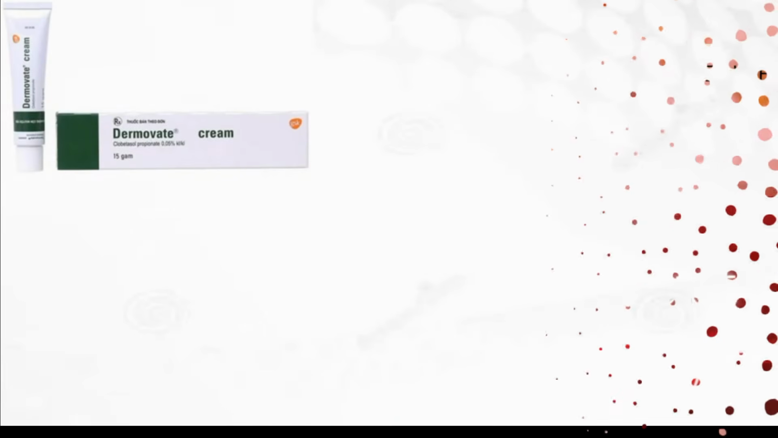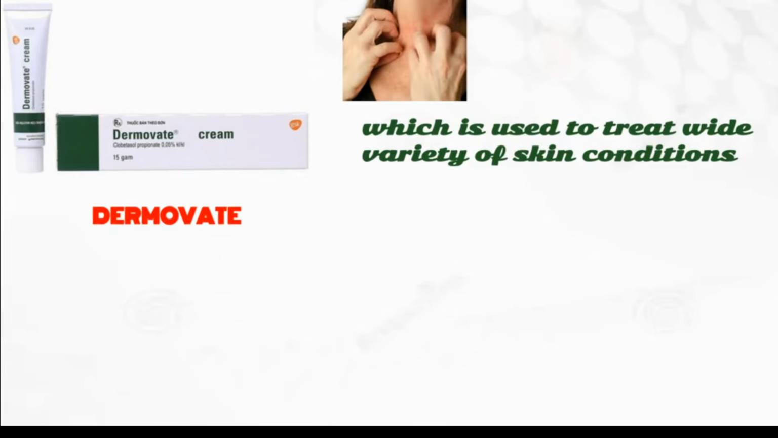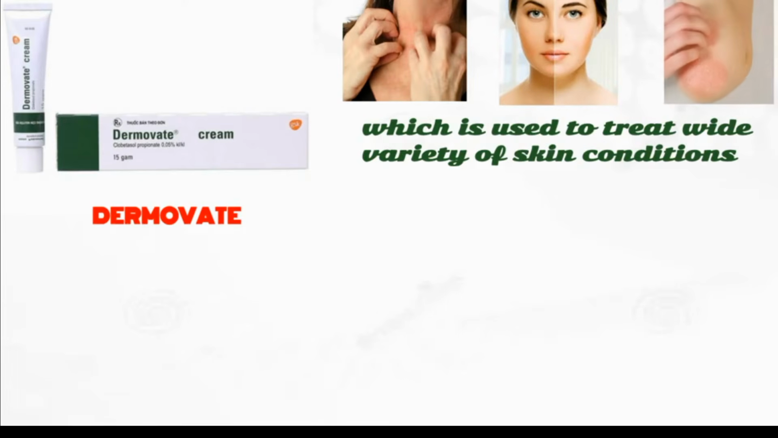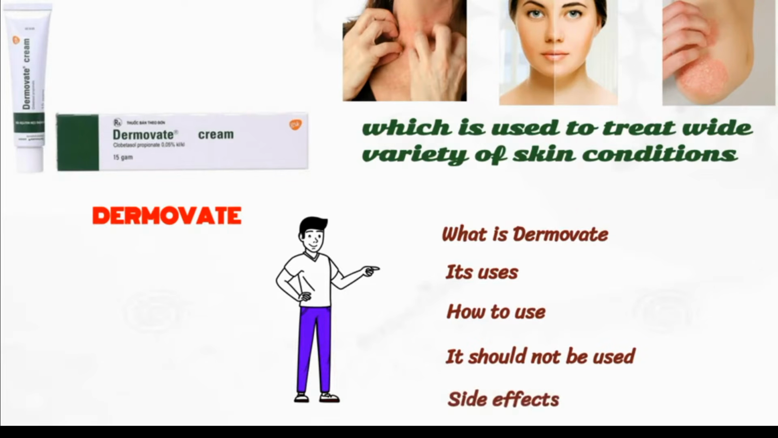Today's video is regarding Dermovate, which is used to treat a wide variety of skin conditions where other corticosteroids have not been effective. In this video we will discuss what is Dermovate, its uses, how to use, conditions under which it should not be used, and its possible side effects.